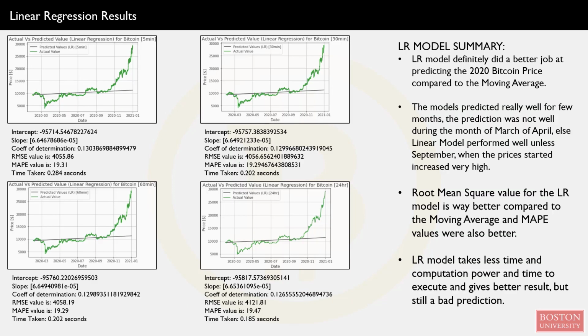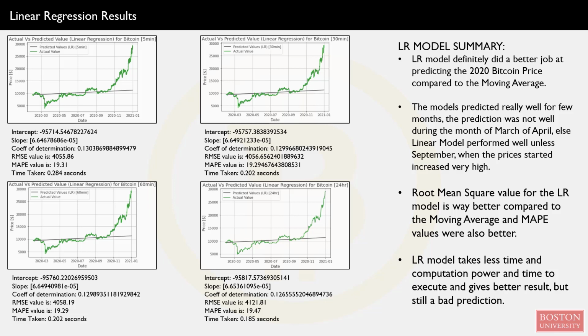As it can be seen from the graph, the predicted value using the linear regression model performed pretty well in the initial months, just like moving average. But from September to December 2020, just like the moving average model, it performed very badly. Though the linear regression model performed way better compared to moving average, as it can be seen from the RMSE values.